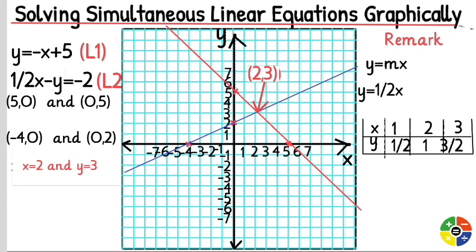The graphical method is not quite accurate. Substitution and elimination methods are preferable. For example, if the graph intersects within a grid, we can just estimate the values of x and y, which may not be accurate. In the next lesson, we will be drawing and interpreting quadratic graphs.